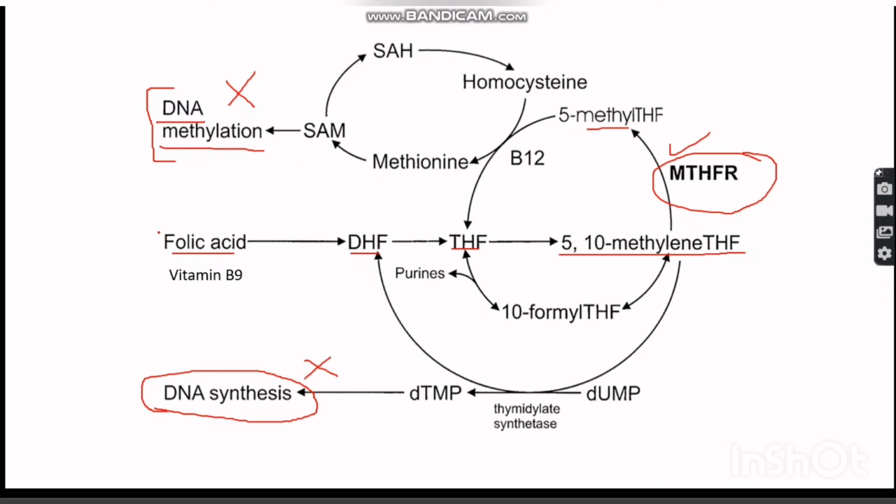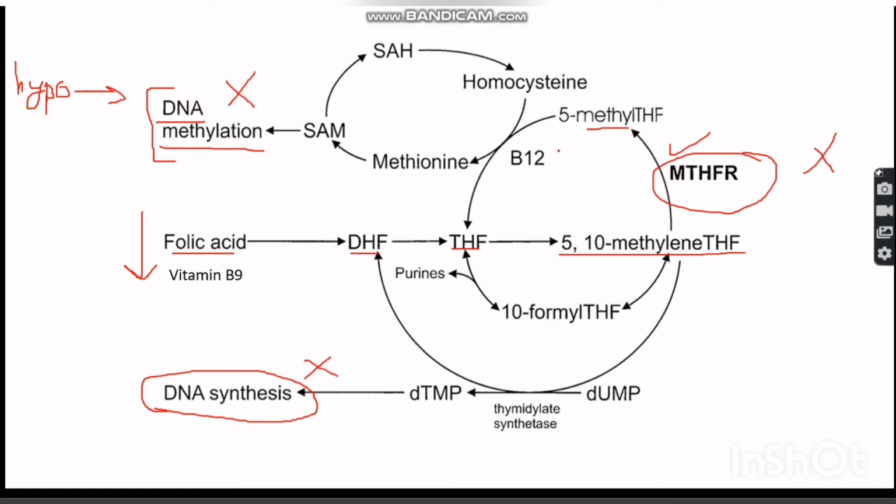So if a pregnant woman is not taking vitamin B9, vitamin B12, or folic acid, there is a deficiency of folic acid in her body, and the methylene tetrahydrofolate reductase enzyme is not working properly, then the DNA will not get enough methylation. It will be hypomethylated. Hypo means less. So the DNA will be less methylated, which means that enough homocysteine will not be converted into methionine.